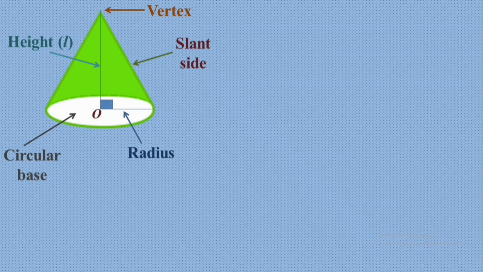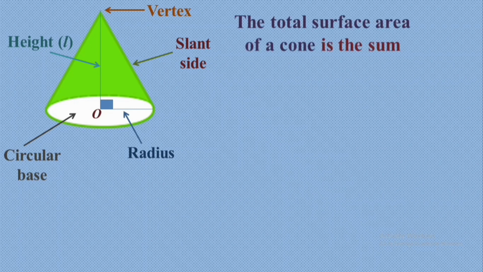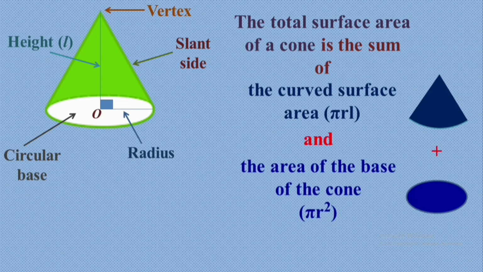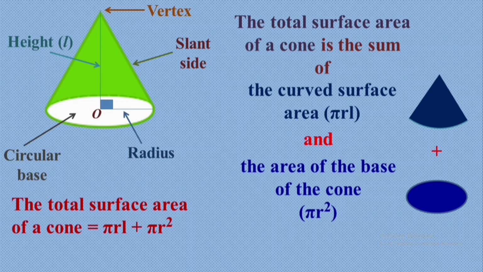Now, what is the total surface area of a cone? The total surface area of a cone is the sum of the curved surface area, which is pi r L, and the area of the base of the cone, which is pi r squared. We can mathematically state this as the total surface area of a cone is equal to pi r L plus pi r squared. If you simplify this, you would have pi r times (L plus r). Now pause and memorize this formula.